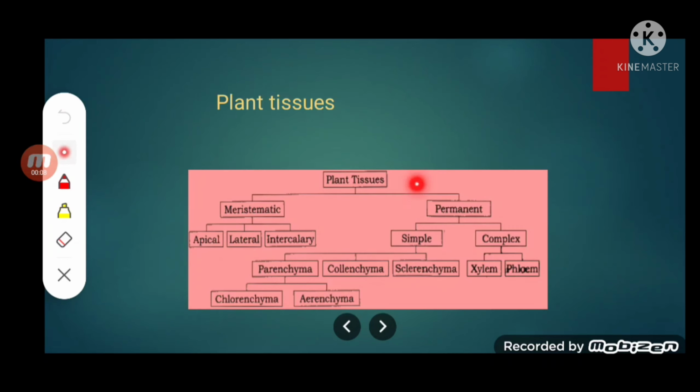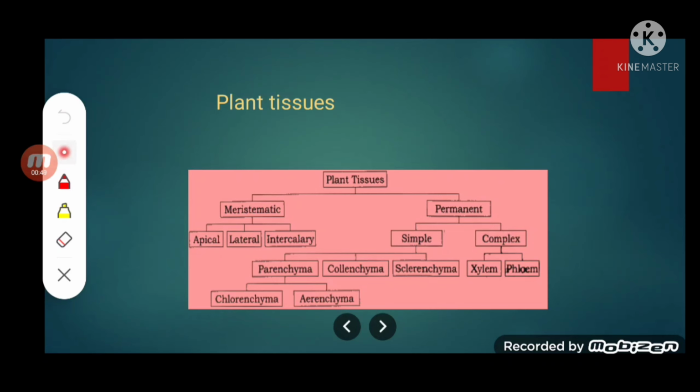Here a flow chart is given. We can see the plant tissues are divided into two categories: meristematic tissue and permanent tissue. Meristematic tissue is again divided into apical meristematic tissue, lateral meristematic tissue, and intercalary meristematic tissue. Whereas permanent tissue is again divided into two groups: simple permanent tissues and complex permanent tissues. In simple permanent tissue, parenchyma, collenchyma, and sclerenchyma come, and parenchyma is again divided into chlorenchyma and aerenchyma. And in complex permanent tissue, there are two kinds of tissue: xylem and phloem.